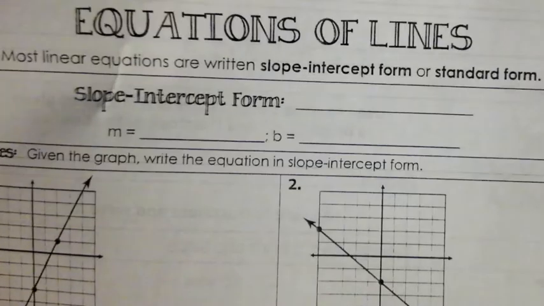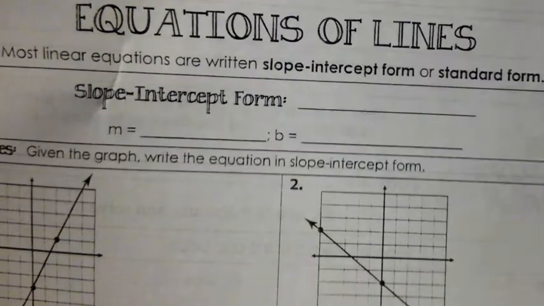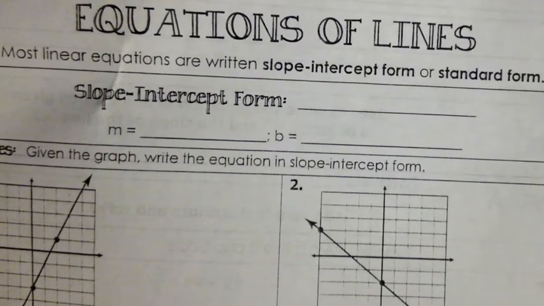So I'm going to move on to equations of lines because this is something that I want to spend more time on. We have different ways that you can write an equation of a line. The first one we're going to talk about right now is slope-intercept form.